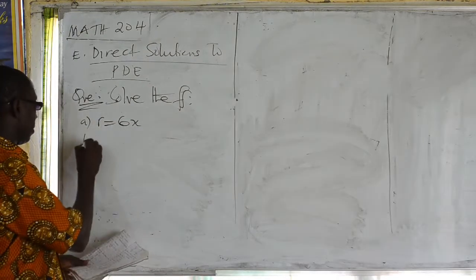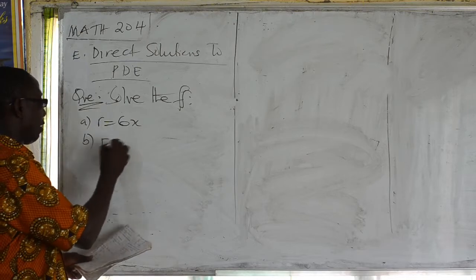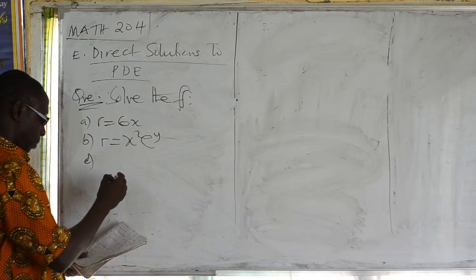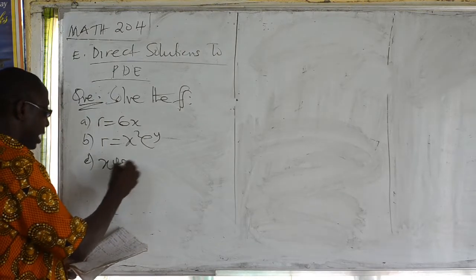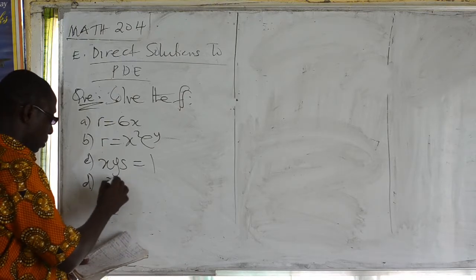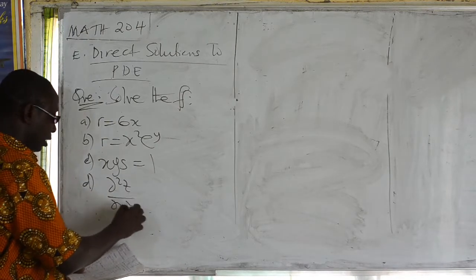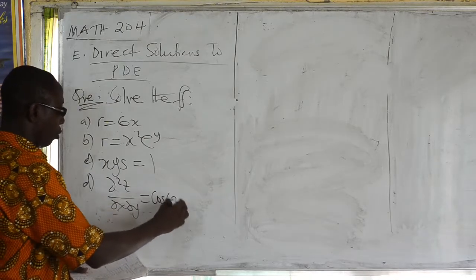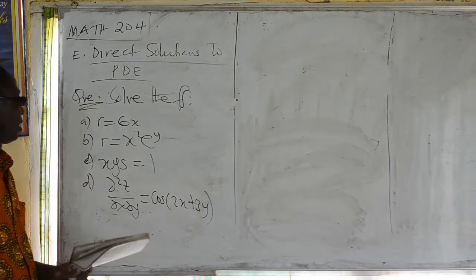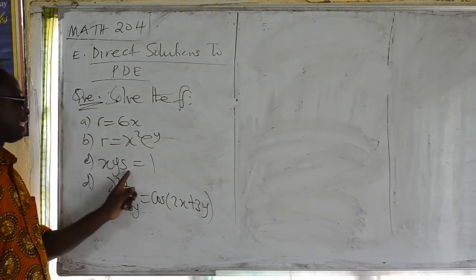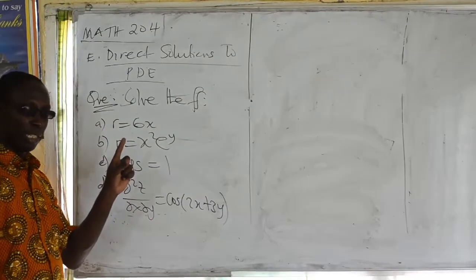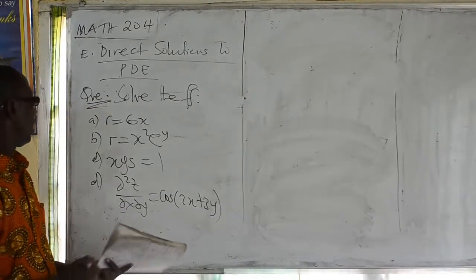A. R equals 6x. B. R equals x squared e^y. C. xys equals 1. D. Partial squared Z over partial X partial Y equals 2x plus 3y. We'll go through how to solve this. Please note that R and S, you have been given their notations earlier on in partial differential equations. So notice carefully. We'll begin with A.